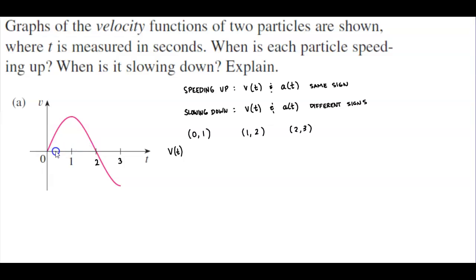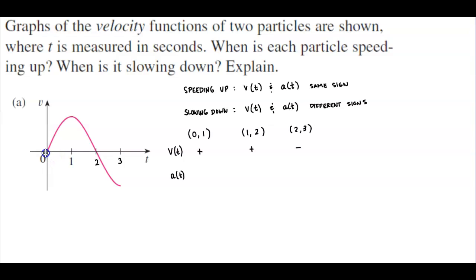Well, if you notice here, in between 0 and 1, this part here is above the x-axis. So therefore, we know it is positive in that interval from 0 to 1. In the interval from 1 to 2, we can see that the function is still above the x-axis, so therefore it's still positive for the velocity function. And then for the interval between 2 and 3, we can see it's below the x-axis, so therefore it is negative there.